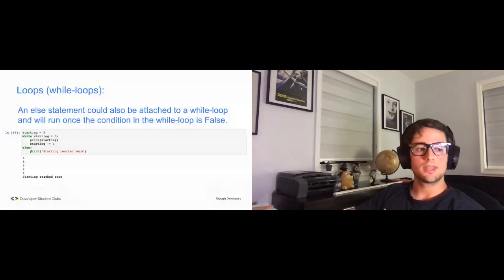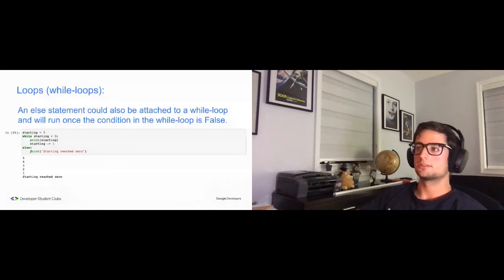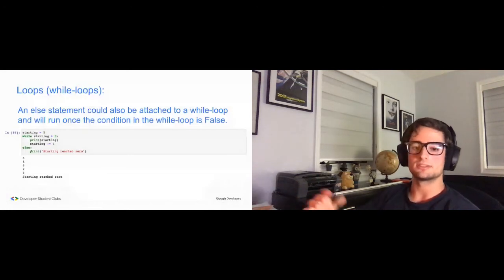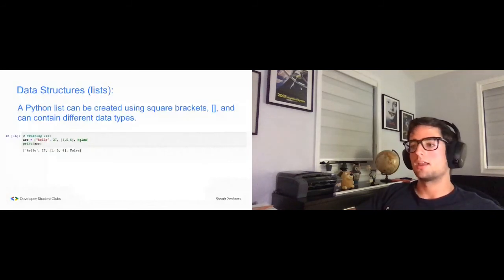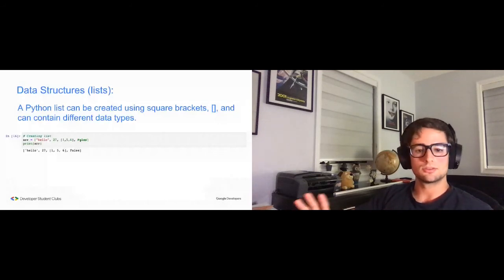So now let's get into the data structures. So first data structure I want to talk about is lists. A Python list can be created using square brackets right here and can contain different data types. For example, it could contain a string, an integer, an array, or a Boolean value. And so the first one, and then we were to print that, it accepts all of that, and it's no error at all.